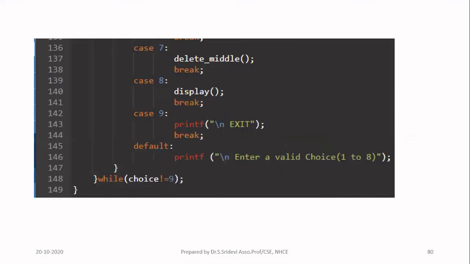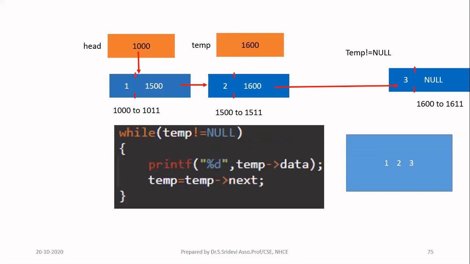Okay, let me tell you how I want to implement the search. First, I have to start from this one. Suppose, think that I want to search for 3. First, I will start from this one. I will check whether 1 is equal to 3. They are not equal, so I have to go to the next node. I will check whether 2 is equal to 3. They are not equal. I have to go to the next node. I will check whether 3 is equal to 3. They are equal. Since I found the element, I will return 1 to the user, saying that the element is present.